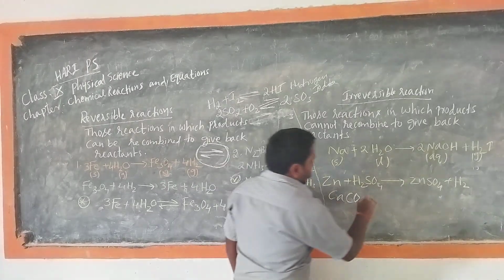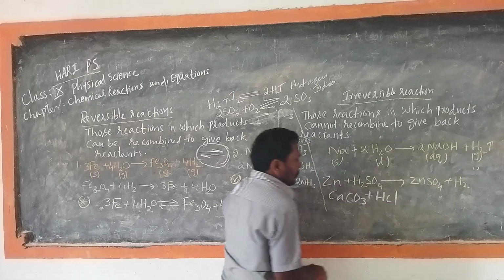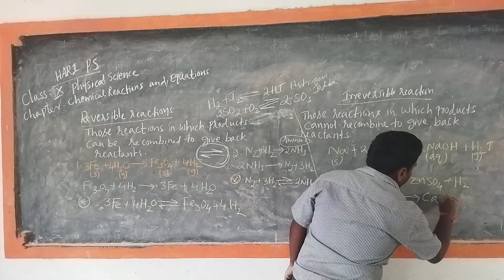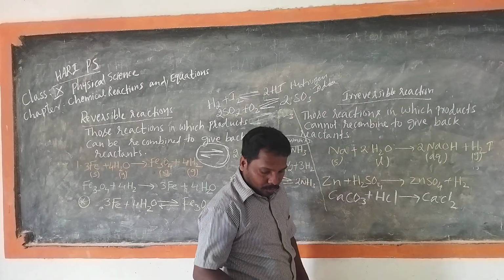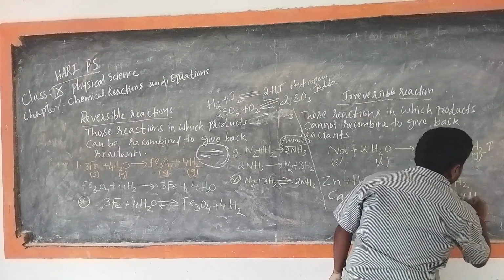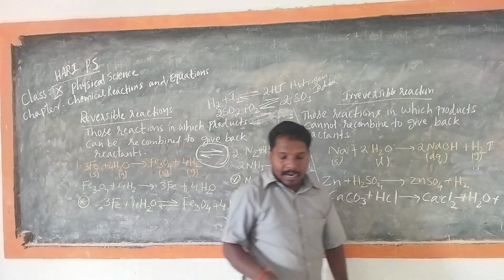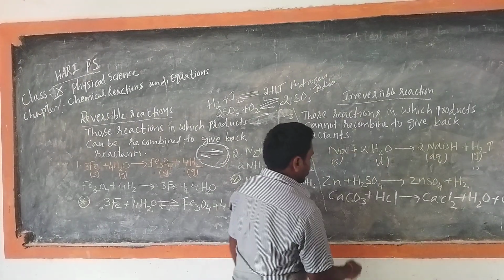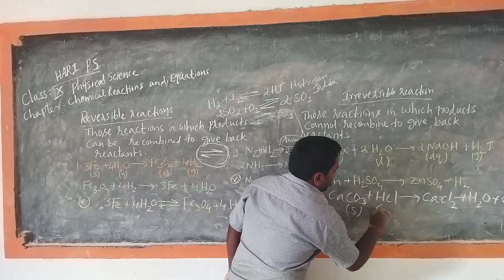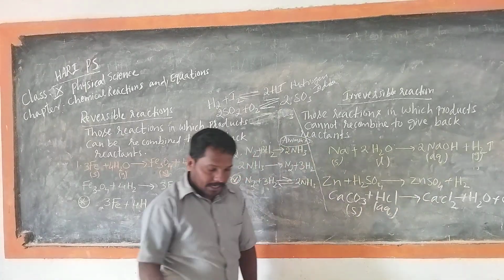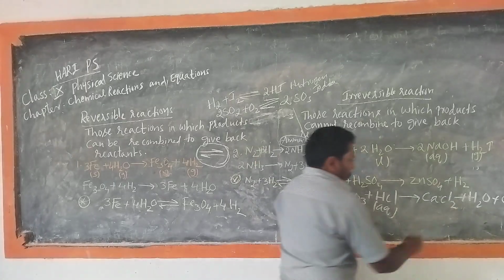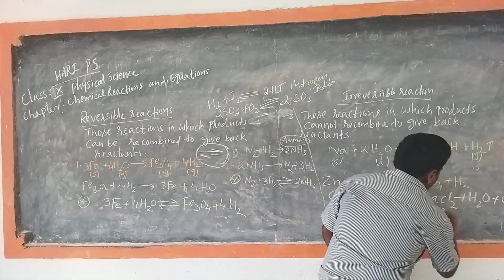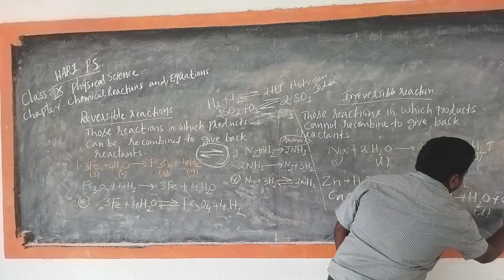To take one more example, calcium carbonate reacts with hydrochloric acid, HCl. It gives us calcium chloride plus water and carbon dioxide. Calcium carbonate is a solid. Hydrochloric acid is an aqueous solution. Calcium chloride is an aqueous solution, water is a liquid, and carbon dioxide is a gas.